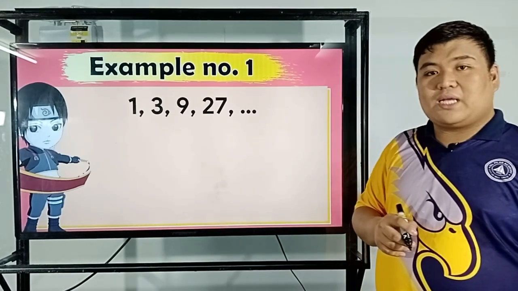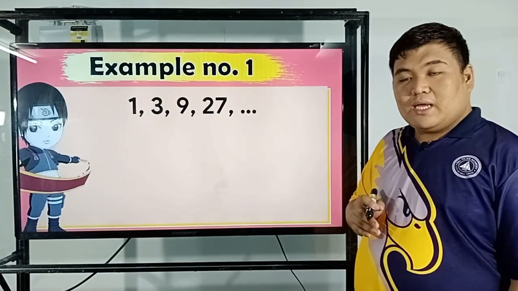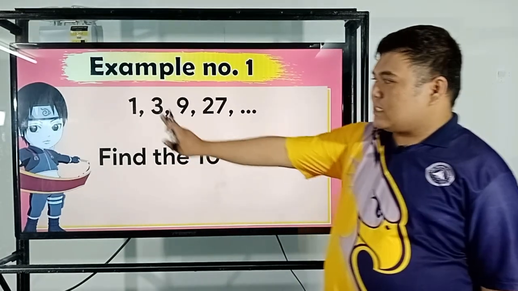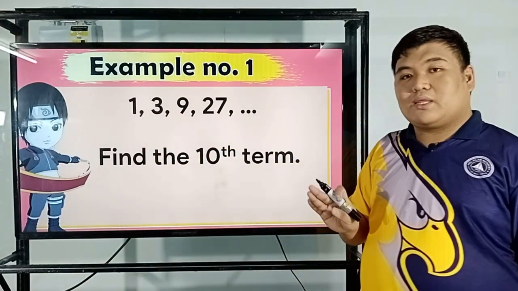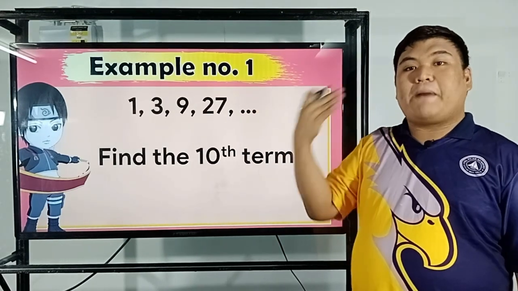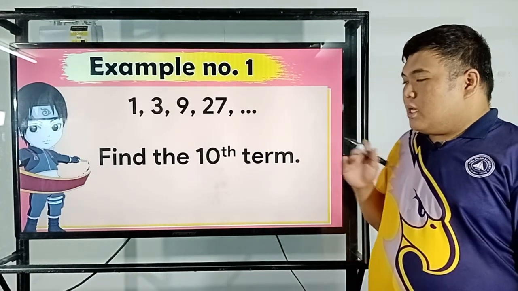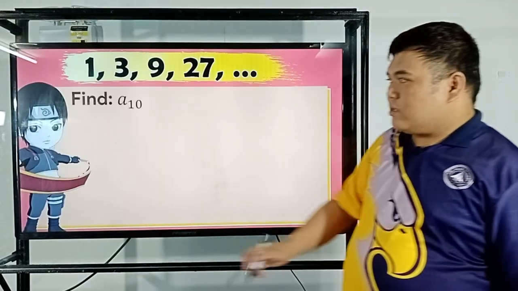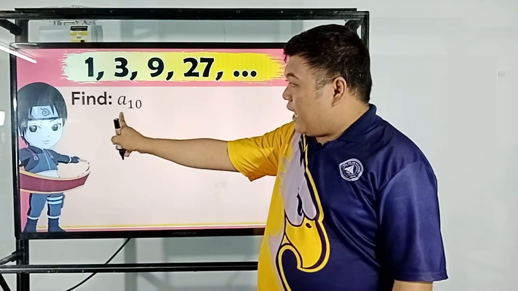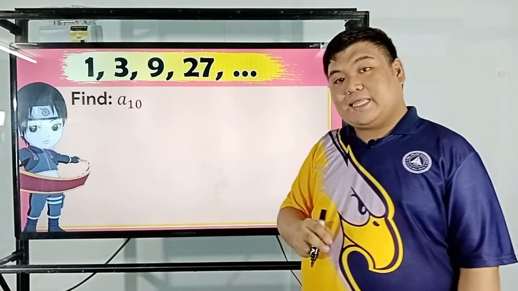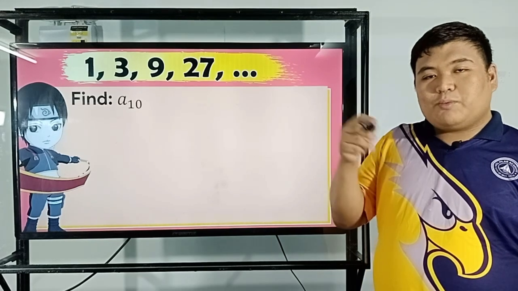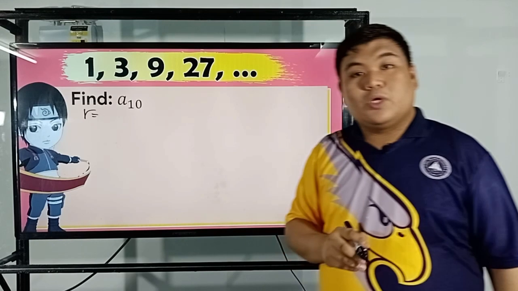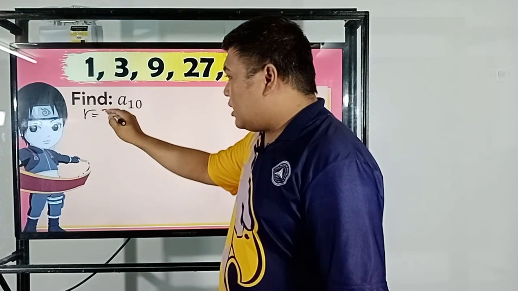So, ano yung gagawin natin kay 1, 3, 9, 27? So, find the 10th term. So, meron lang kasi tayong first, second, third, fourth term. So, kailangan daw natin yung pang-sampu na term. Now, kung hahanapin si pang-sampung term, so therefore, that is denoted by a sub 10. Now, list down mo natin ano yung mga magagamit natin. Kanina, ano yung sabi natin na common ratio? The common ratio is 3.